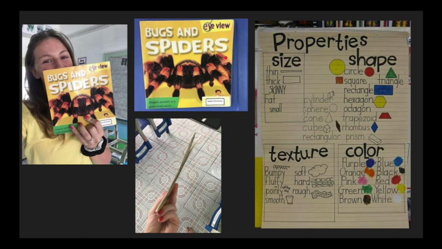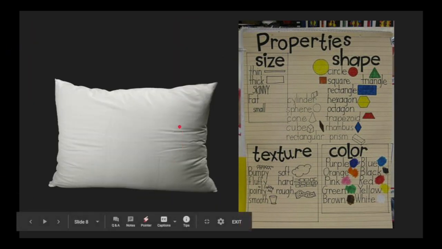I can also look at things like my pillow. So my pillow is thick. I like having thick pillows, and it is a rectangle. It's also very soft and very fluffy, and it's the color white.